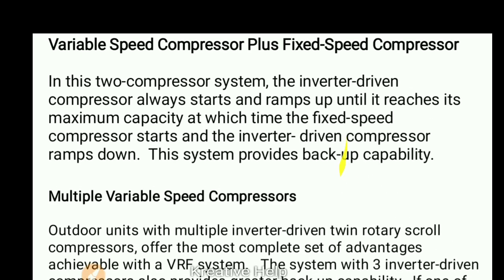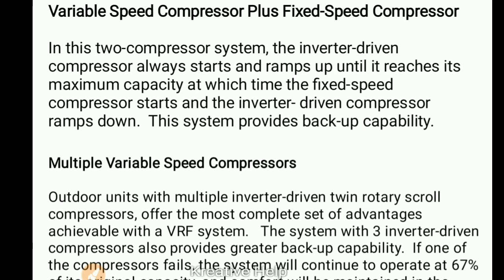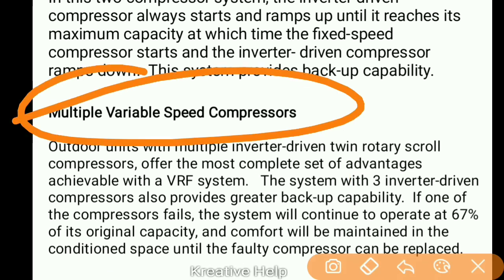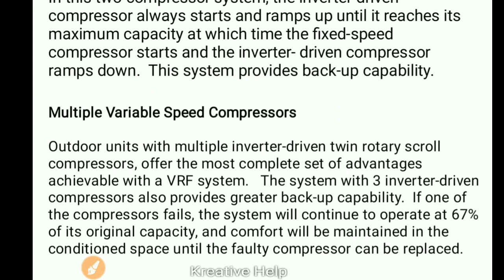Another type is the variable speed compressor plus fixed speed compressor. In this there are two compressors, and the inverter driven compressor always starts, and you can reach the maximum capacity as required, with fixed speed and inverter driven, so the capability of backup is very good. Generally we prefer the multiple variable compressor, because the outdoor unit has multiple inverter driven compressors.